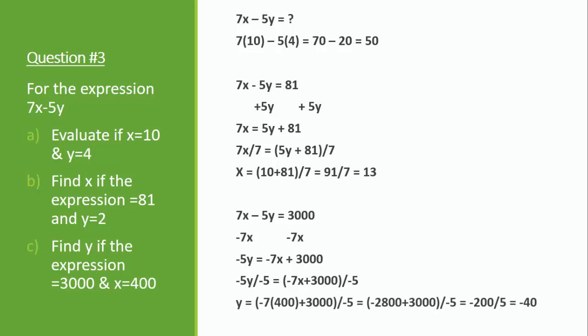And that'll give me an expression for y, which is equal to negative 7 times x plus 3,000, quantity divided by negative 5. So negative 7 times x, and in this case, we are told that x is to be equal to 400, so we plug that in, and we do the math. And the result of the math is y is equal to negative 40. So if 7x minus 5y is equal to 3,000, and x is equal to 400, then y is equal to negative 40.